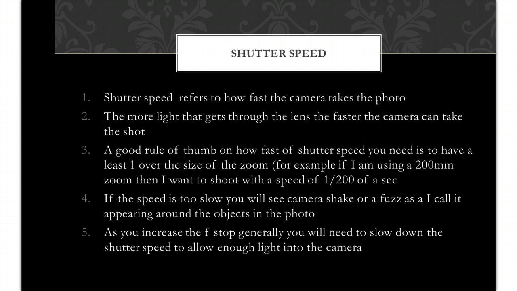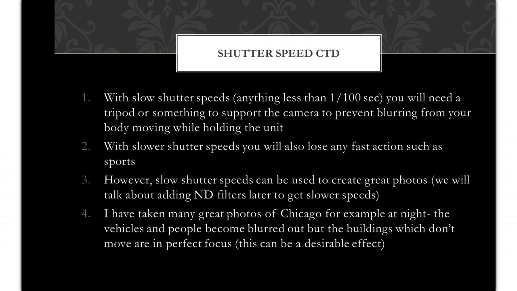As you increase the f-stop, the higher it goes, you will need to slow down the shutter speed to allow more light into the camera. With slow shutter speeds of less than 1/100th of a second, typically you will need a tripod, or again, following the rule I just told you about, 1 over the focal length. You will need to use some kind of support device, such as a tripod, otherwise you're going to get blurry. With slower shutter speeds, you will also lose any fast action, such as in sports. You will begin to see a blurring of the hands or of the foot, say in soccer, kicking the ball.